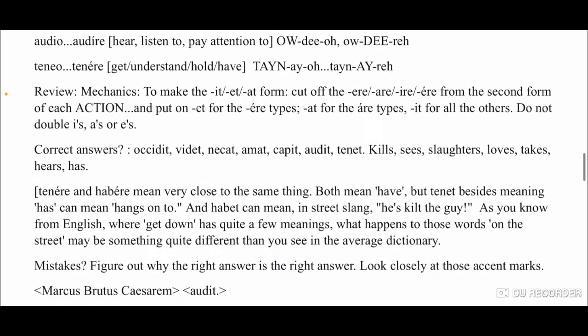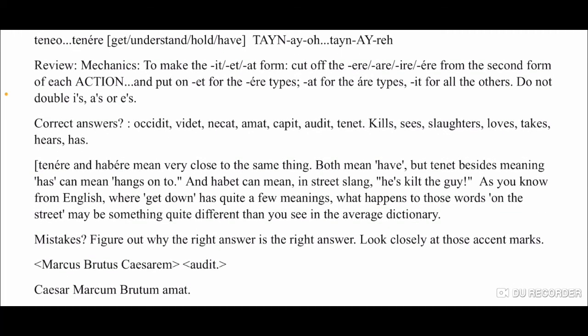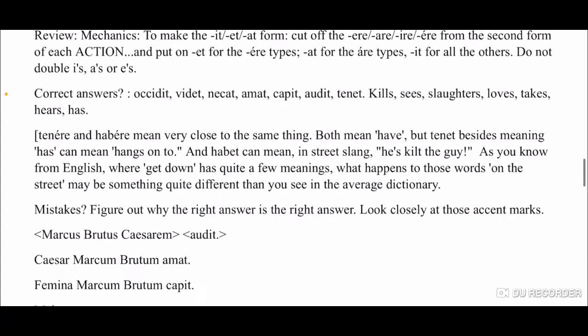So let's review the mechanics. To make the it and at form, cut off the ere, are, ere form from the second form of each action and put it for the ere, with the mark at for the are types, and it for all others. Do not double I's, A's, or E's.